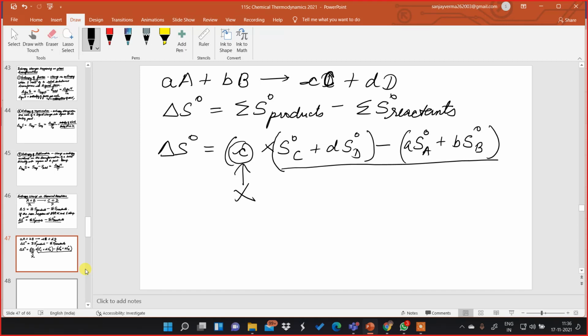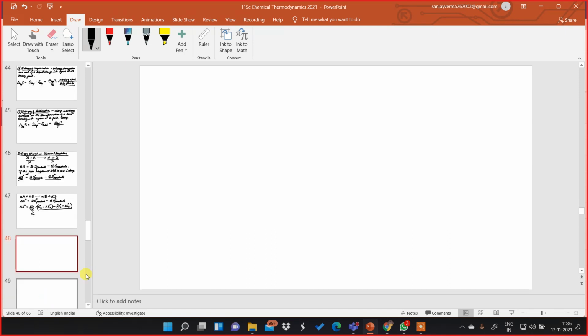Now this was the entropy change in phase transformation and entropy change in chemical reactions. The idea of this formula will be clear only when we do one or two numericals based on this formula. Now the next topic which we are supposed to discuss is called thermal death in thermodynamics.